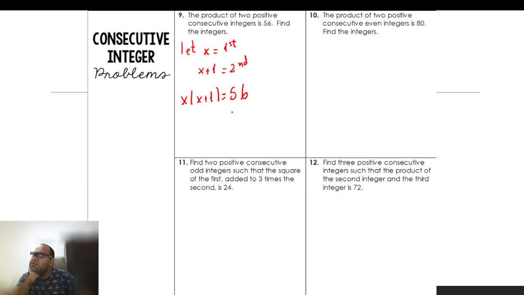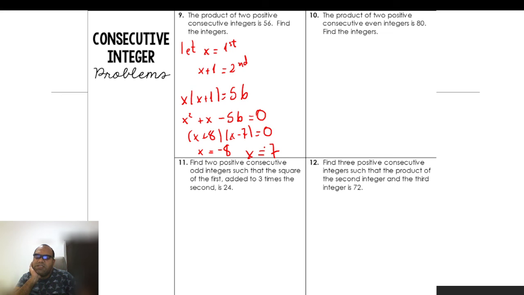Great, and we solve this one. We get x squared plus x minus 56 equals 0. Sum and product, guys. The product is negative 56 and the sum is 1. I know the numbers: 7 and 8. So x plus 8 and x minus 7. Here we got two solutions: x equals negative 8 and x equals 7.